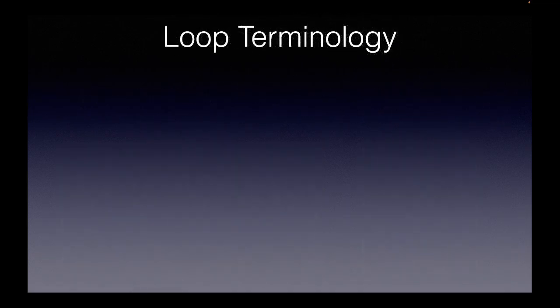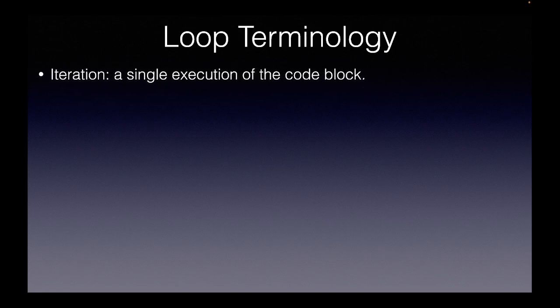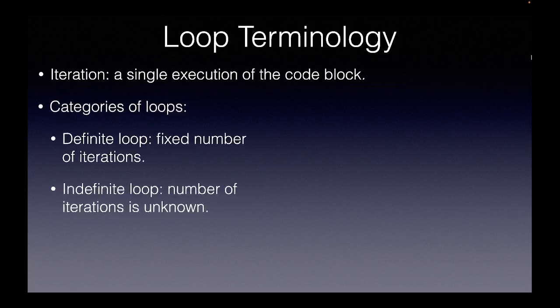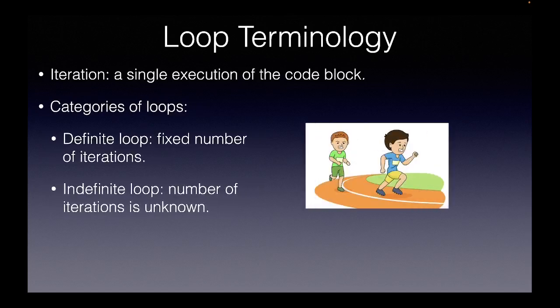In order to talk about these loops, we're going to need a little bit of terminology so that we can get on the same page. We're going to refer to a single execution of that block of code as an iteration, right? If we're counting from 1 to 10, each number is one iteration, and so we are iterating 10 times.